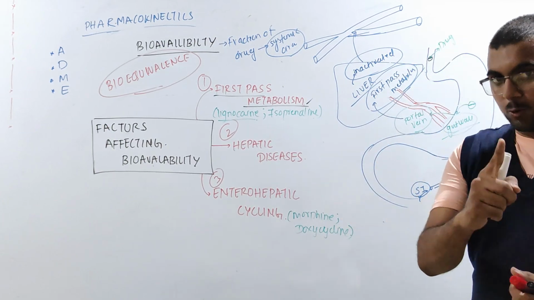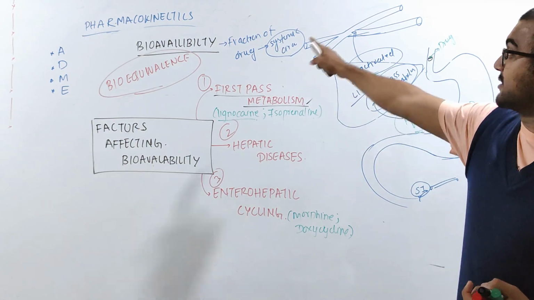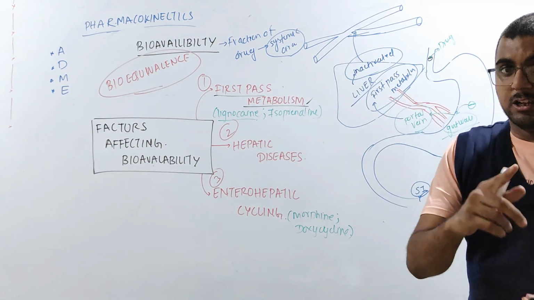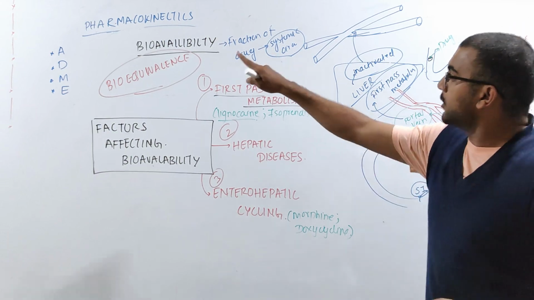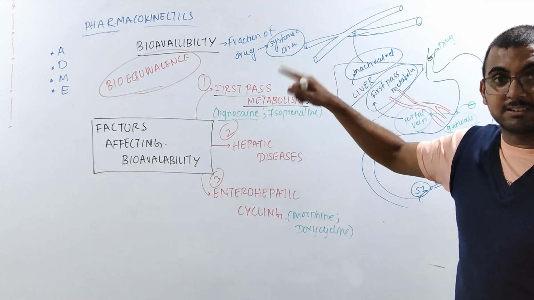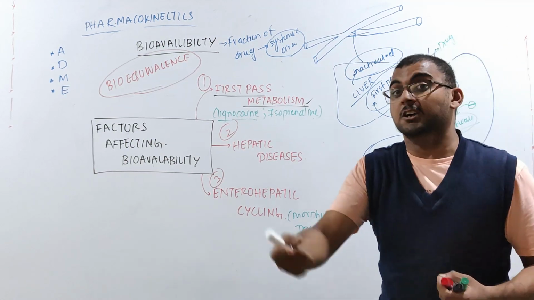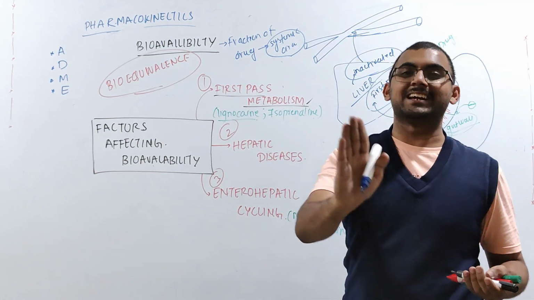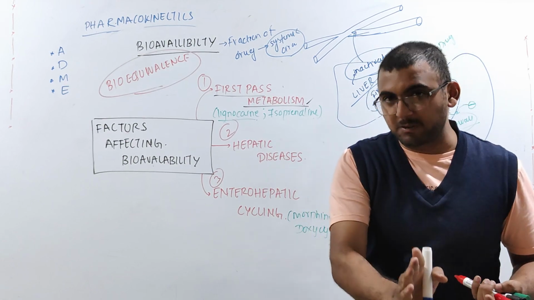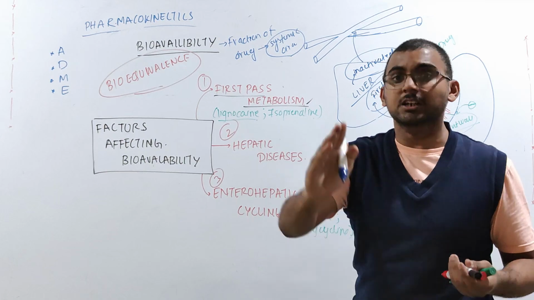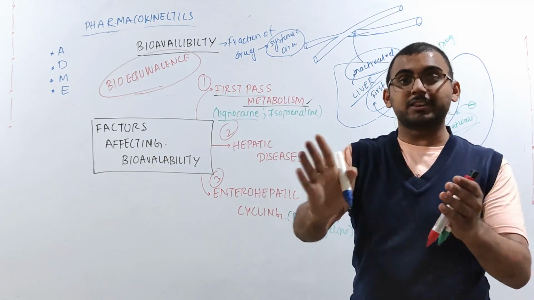Now see, I told you it is nothing but the fraction of drug which is available in the systemic circulation. Let's modify that a bit now. Bioavailability is the fraction of drug available in the systemic circulation which is capable of showing the therapeutic outcome, or the potential of the therapy.